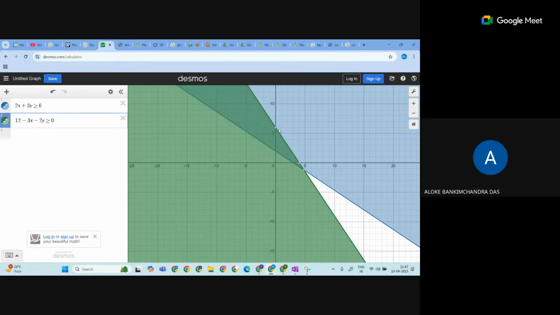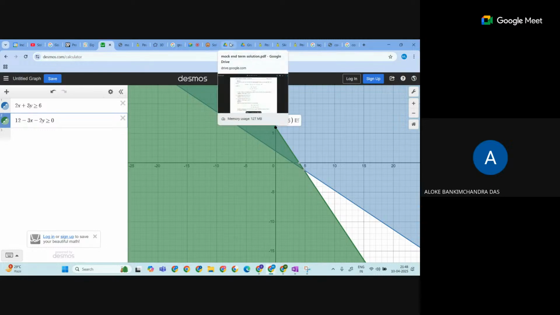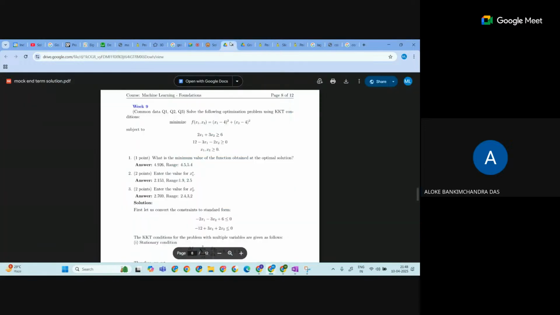But I have solved it graphically. Should I tell the approach? The region is not bounded, so how are you solving it? Because you could see the objective function is basically concentric circles. It is x minus 4 whole square plus y minus 4 whole square, which is basically a series of circles. So the least point is where it touches the straight line, which is 3x plus 2y greater than or equal to 12. So that's the point.